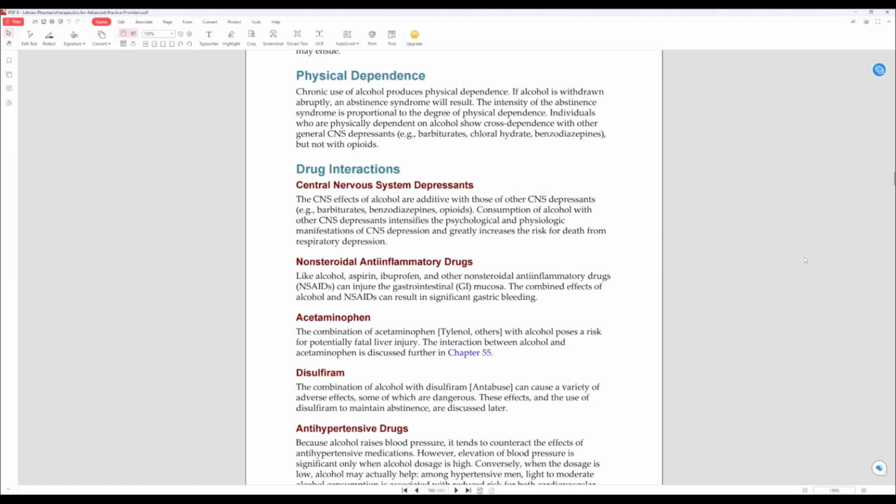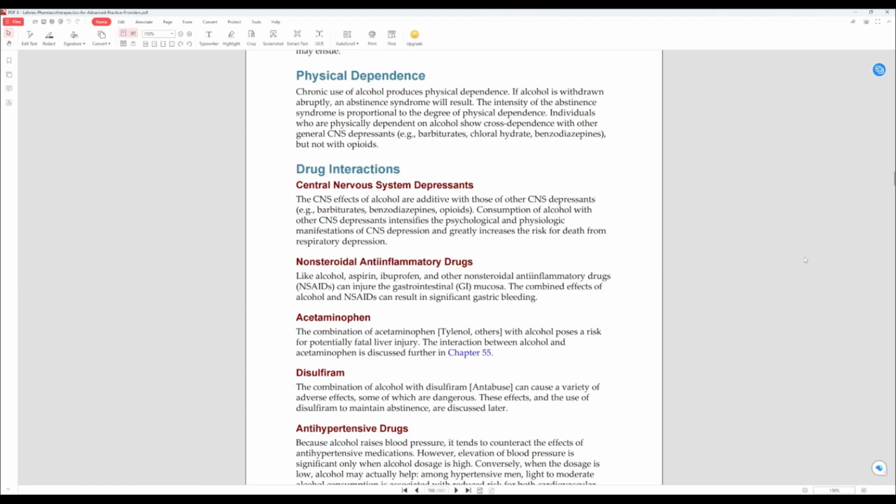So drug interactions. Again, your CNS depressants. The CNS effects of alcohol are additive with those of other CNS depressants. Consumption of alcohol with other CNS depressants intensifies the physiologic and psychologic manifestations of CNS depression and greatly increases the risk for death from respiratory depression.